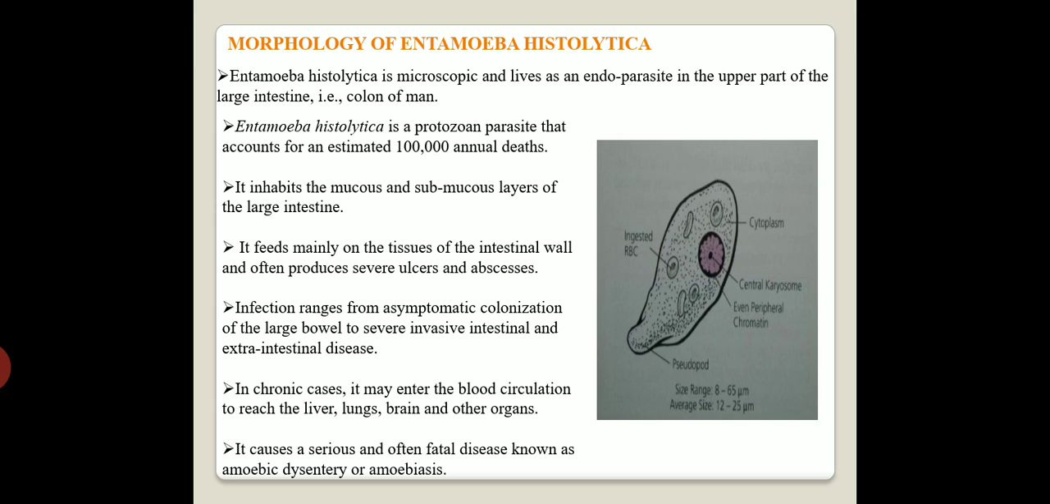Infection ranges from asymptomatic colonization of the large bowel to severe invasive intestinal and extra-intestinal diseases. In chronic cases, that means in severe cases, it may enter the blood circulation to reach the liver, lungs, brain and other organs. So it causes a serious and often fatal disease. You may be familiar with this disease, that is amoebic dysentery or amoebiasis. So here is a picture of Entamoeba histolytica.